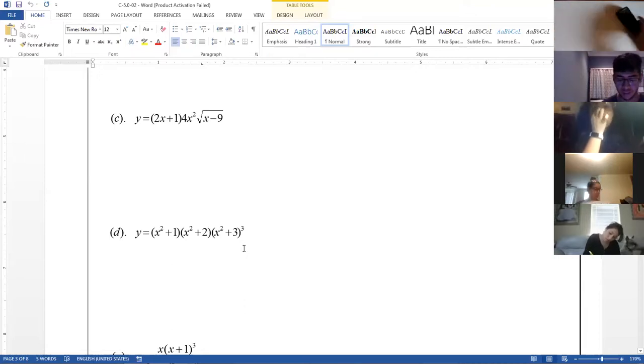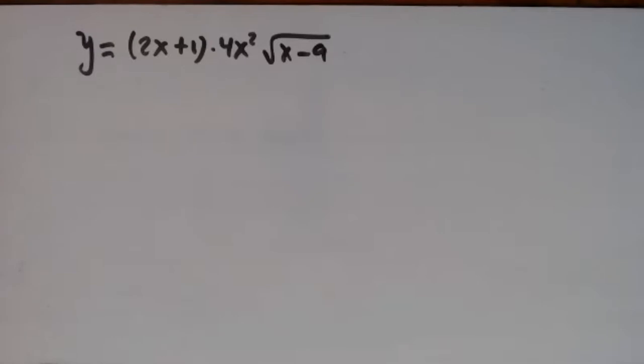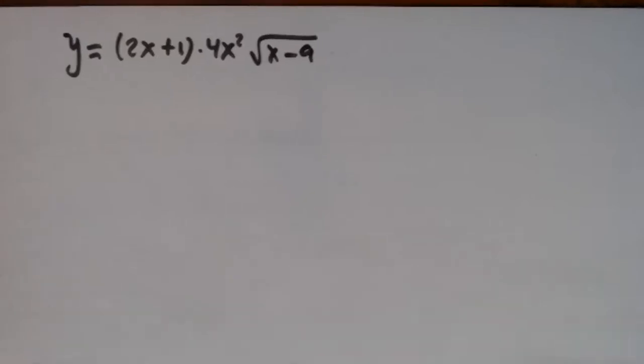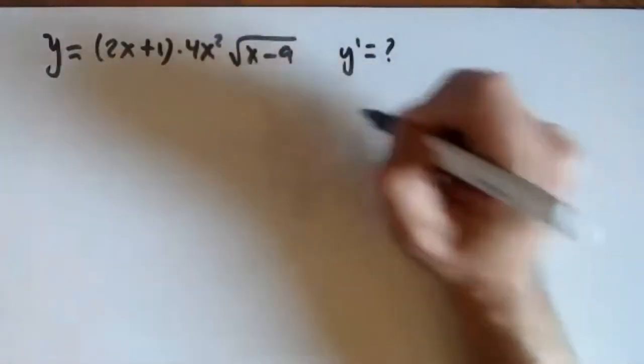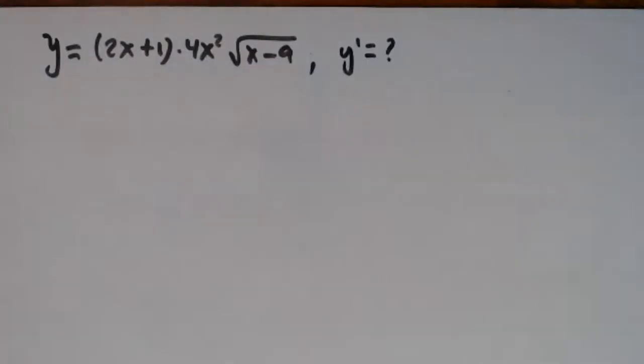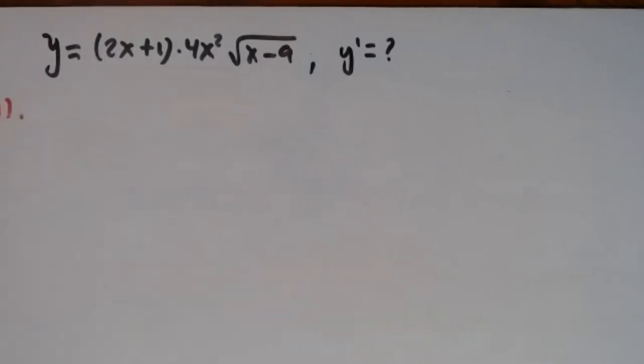So let me just put right here, y equals 2x plus 1 times 4x squared, the square root of x minus 9. So this is the expression I want to work. So I want to find y prime. So remember, I'm going to do my step 1. Step 1, I apply the log.